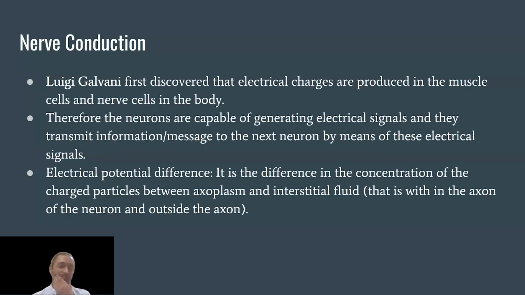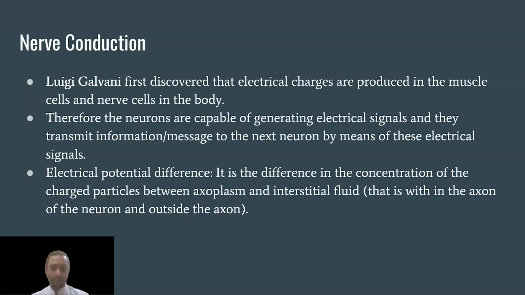Okay, then you have nerve conduction. This is very important. Luigi Galvani, right? Write down this name. This question might come, saying who was the first person to discover electrical charges in the brain or in the muscles, right? So the guy's name is Luigi Galvani. He found that neurons are capable of generating electrical signals, and they pass information between each other using those electrical signals. So this was a new fascinating sort of insight, right? And then when they dug deeper into it, they started to realize all these things about action potential and synaptic transmission and all of that, right?